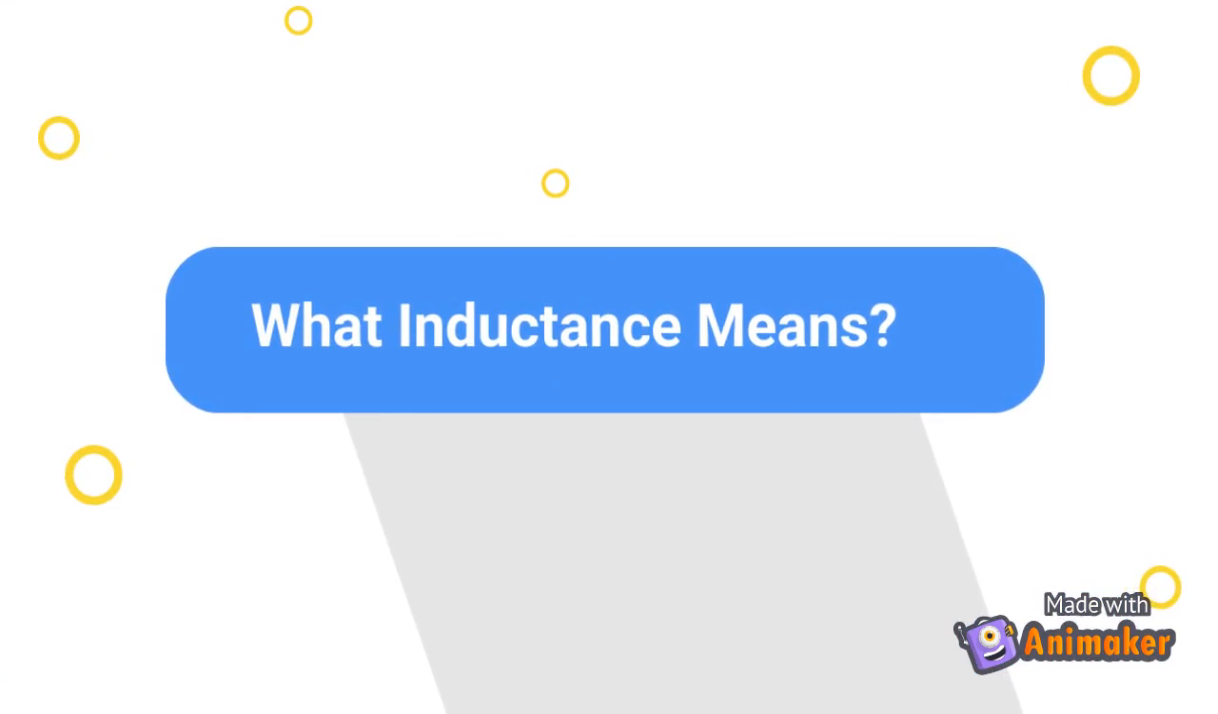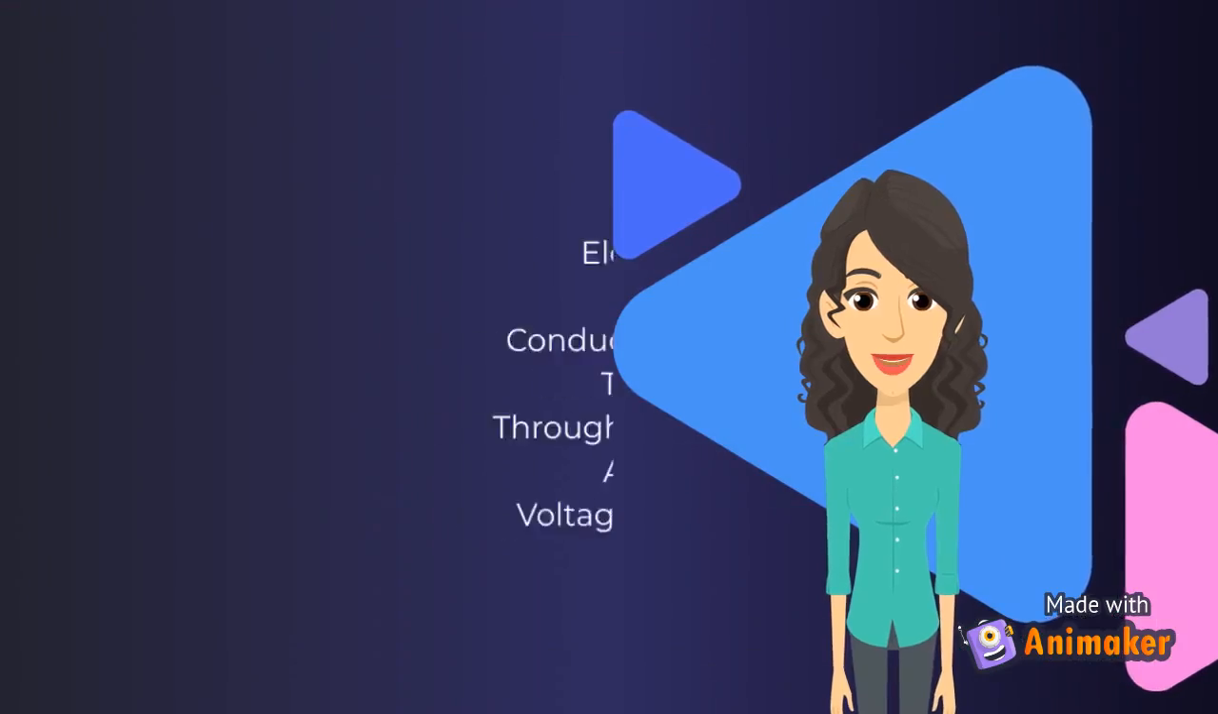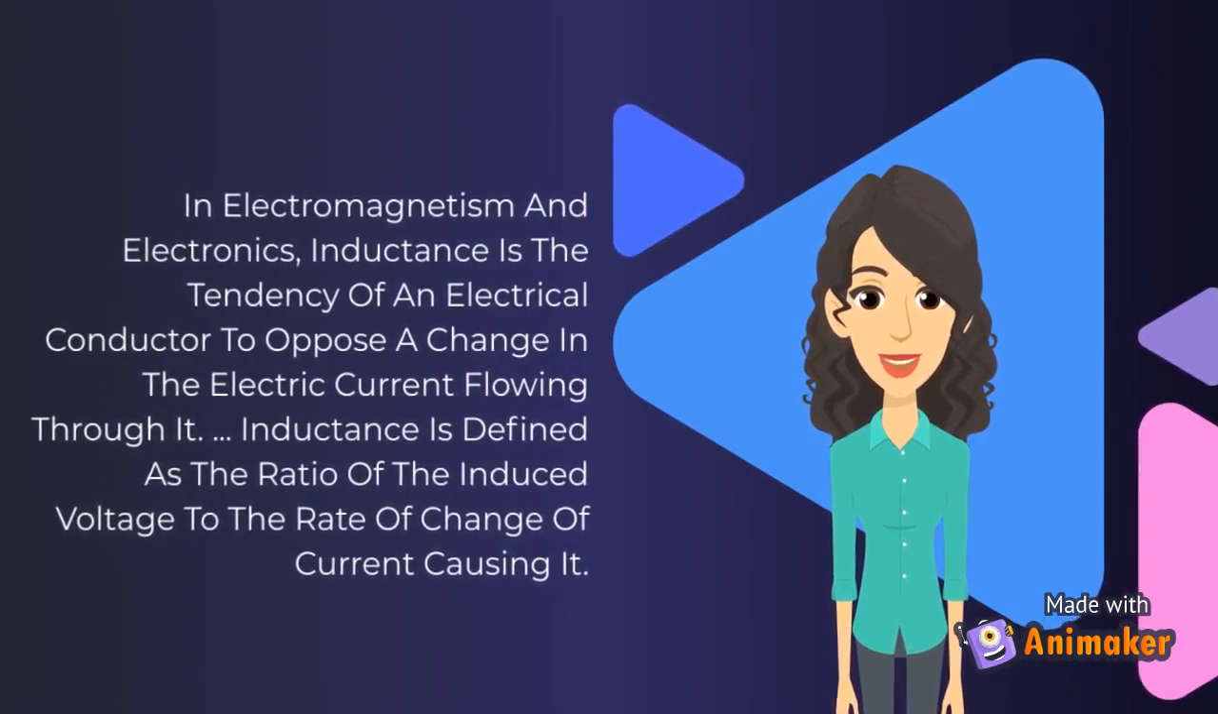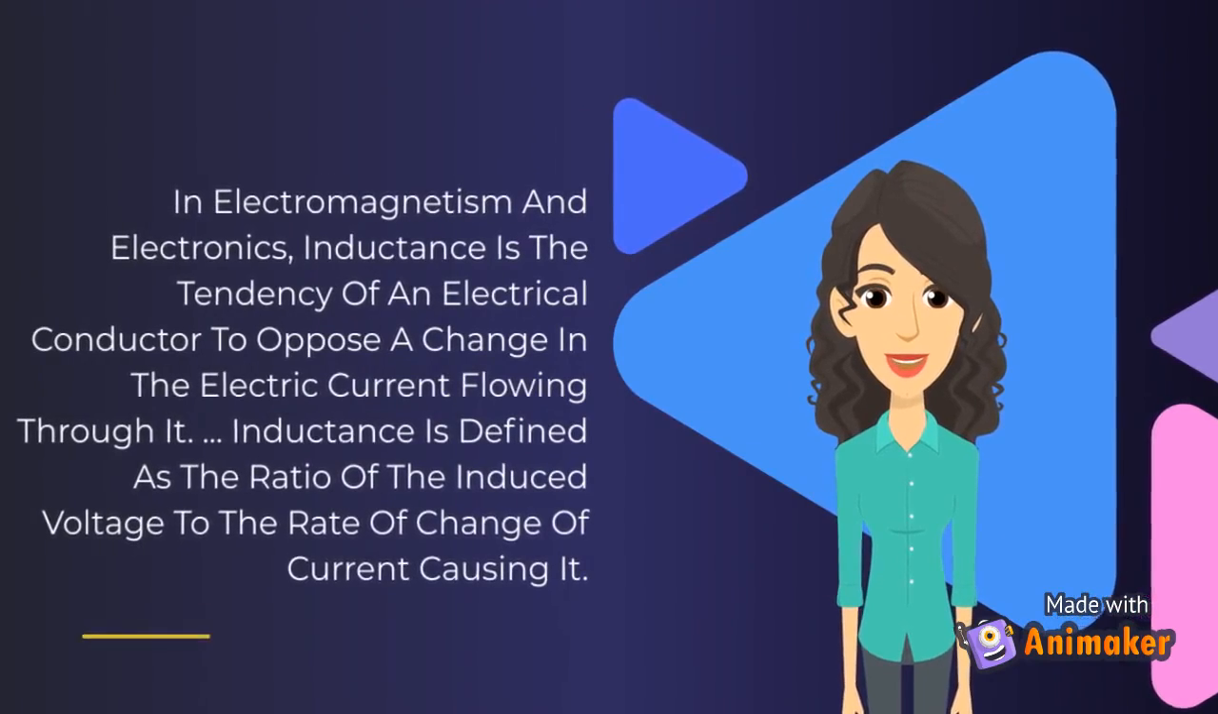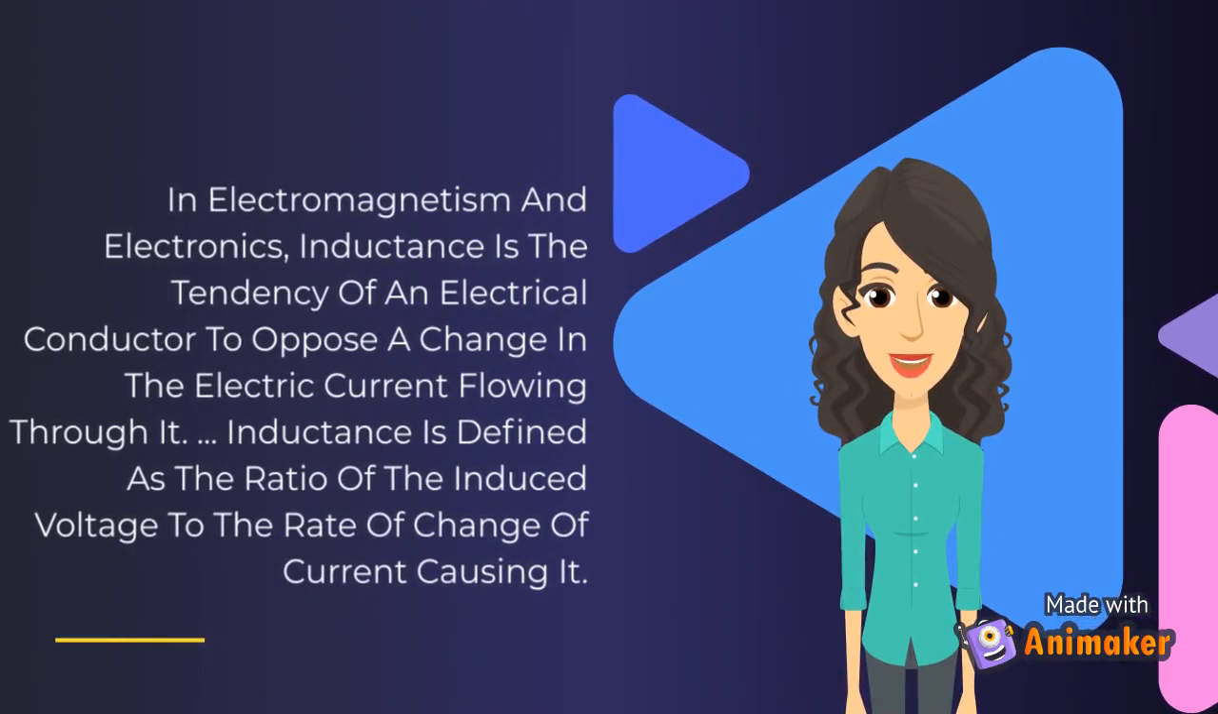What does inductance mean? In electromagnetism and electronics, inductance is the tendency of an electrical conductor to oppose a change in the electric current flowing through it. Inductance is defined as the ratio of the induced voltage to the rate of change of current causing it.